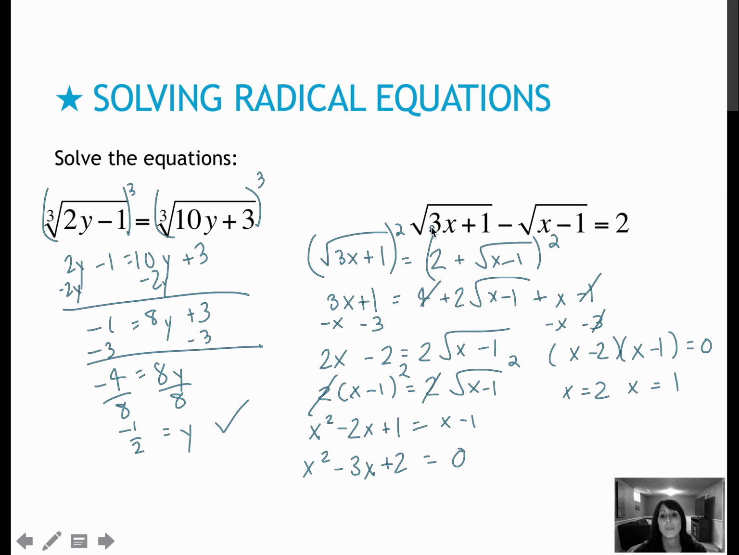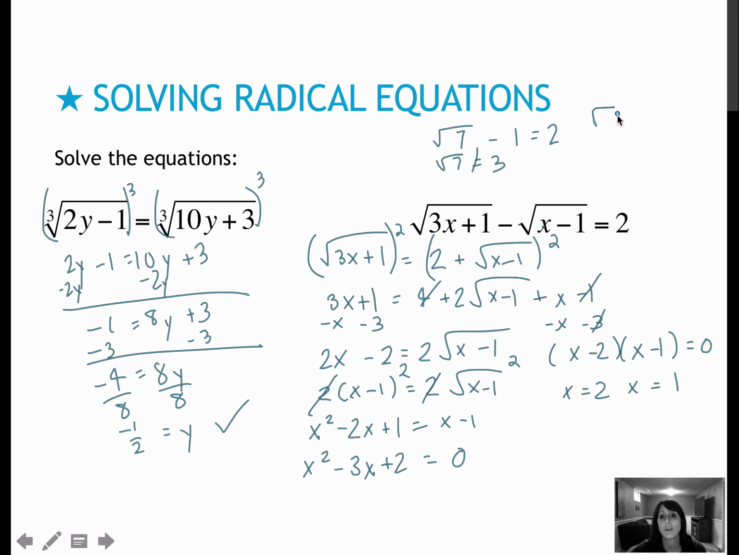Checking the 2, I'd get 3 times 2, which is 6, plus 1 is 7, so the square root of 7, minus, plugging in the 2, 2 minus 1 is 1, so minus 1 equals 2. And if I add 1 to each side, I mean, obviously I can tell right away this isn't going to work because the square root of 7 is a decimal, and if I add 1, I get radical 7 equals 3. Not true.